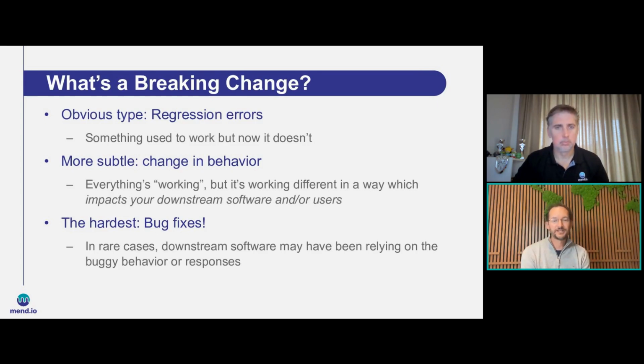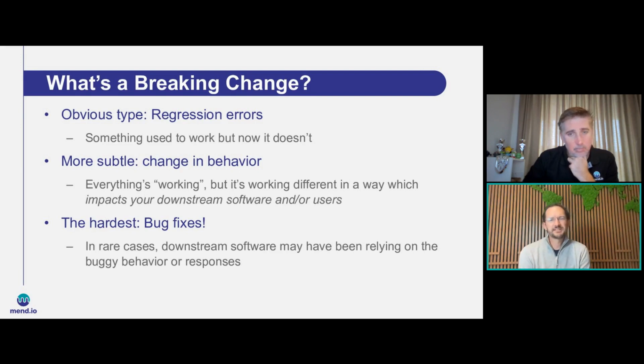Now, the third one is probably the rarest, but it's kind of cute to talk about. And this is that a bug fix can break things. I've got a simple example for this. In rare cases, your downstream software is relying on a library or an API behaving the way it does, even if it's a little bit buggy. And one day someone might decide to change that. And we have a problem.